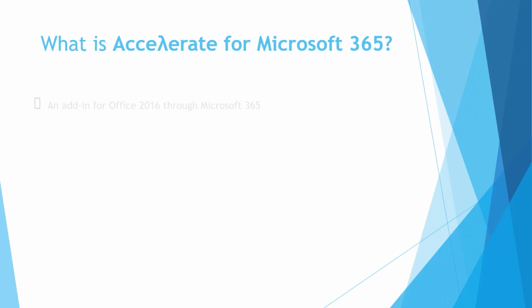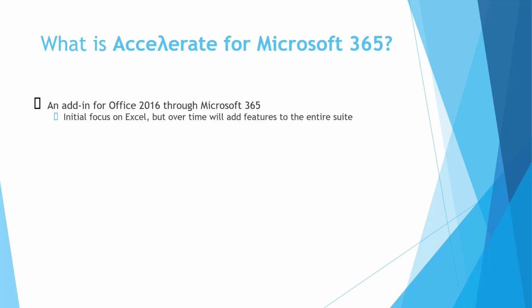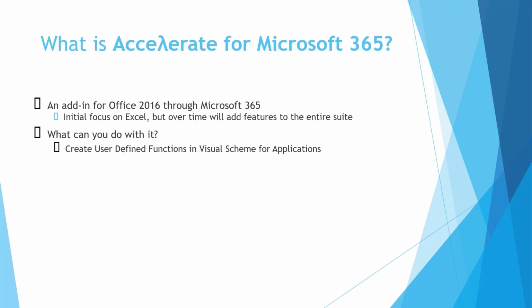Accelerate for Microsoft 365 is an add-in for Microsoft Office 2016 and up that adds new superpowers to the suite, starting with Microsoft Excel. You can create user-defined functions using Visual Scheme for applications. This brings Lambda functions to Excel that expose the full power of the original Lambda language, one of the original Lambda languages. It complements Microsoft's direction with the new Let and Lambda functions available in Excel 365, but is both simpler to learn and far more general and powerful.